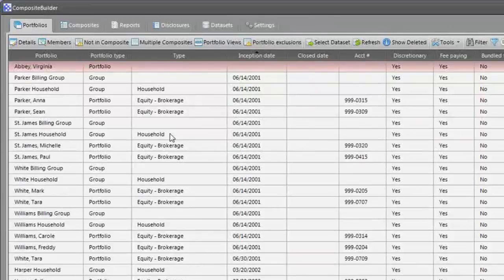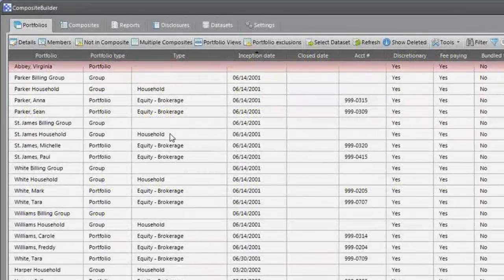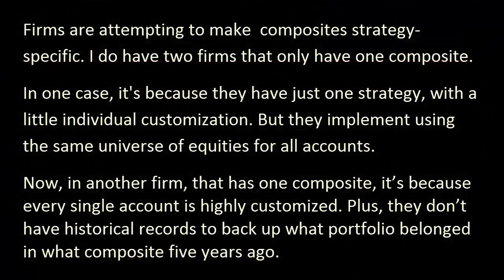If you've got 200 accounts that are all managed differently, the difficulty often is grouping those accounts together into meaningful composites, and sometimes it's very difficult for a client to do that. What are they doing? Are they walking away with one composite? Do they have multiple composites? Are the composites simply a composite of everything that's in the firm without regard to a strategy, or is it more strategy specific probably? Right. Firms are attempting to make them strategy specific.